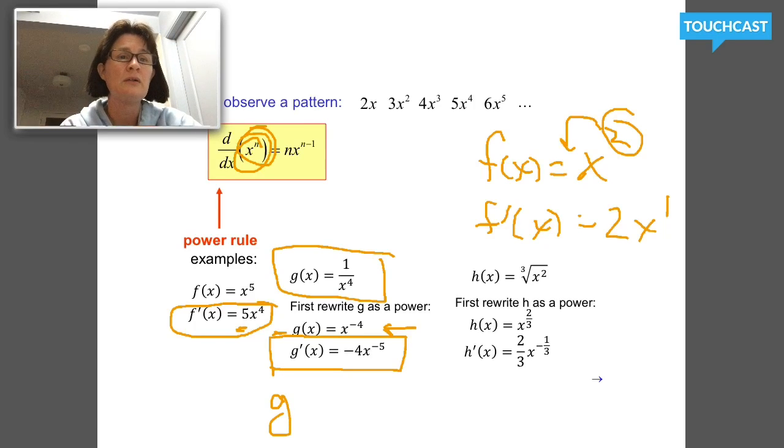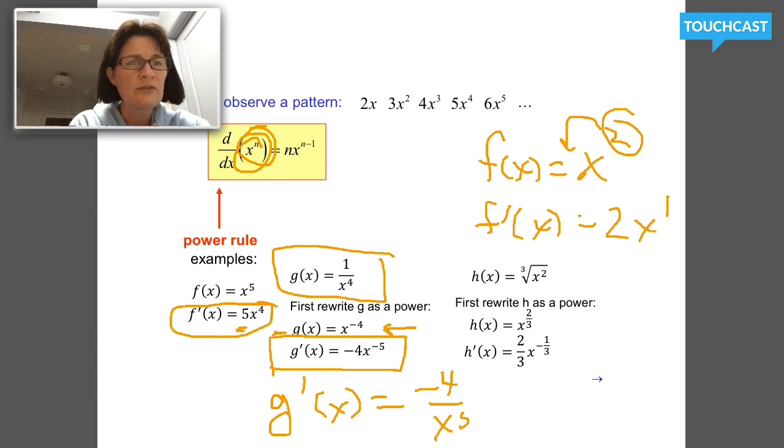If you were taking the multiple choice test, you'd probably find that the answer choice was written like this, negative 4 over x to the 5th, which is equivalent to negative 4x to the negative 5th. Even cooler, my exponent on x doesn't have to be even an integer.